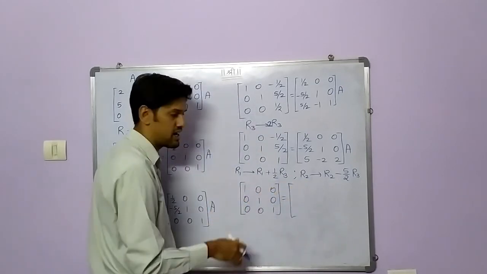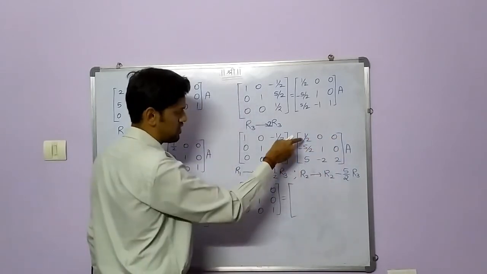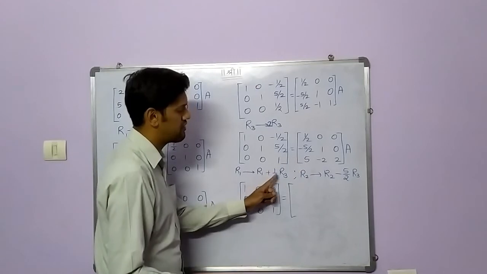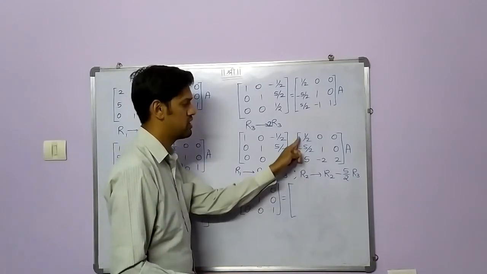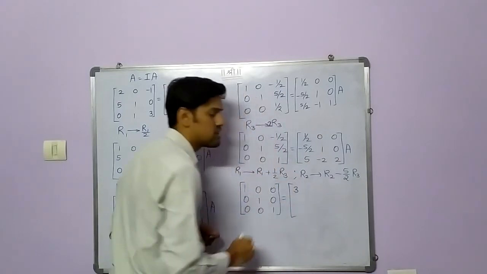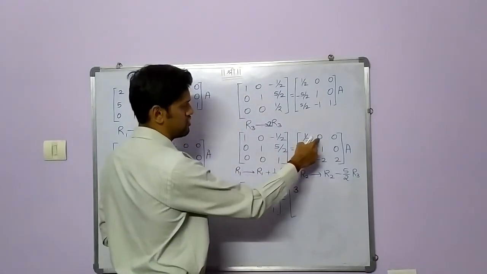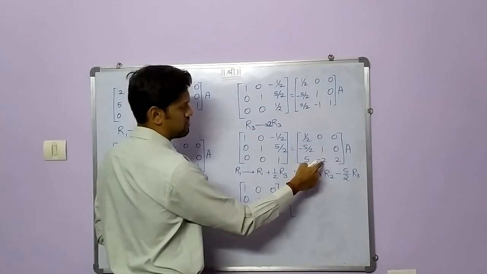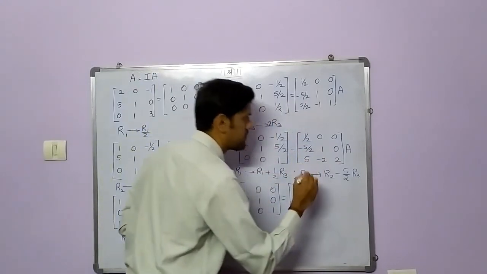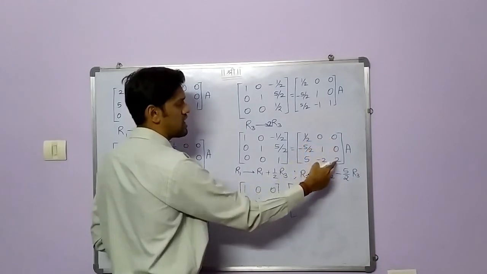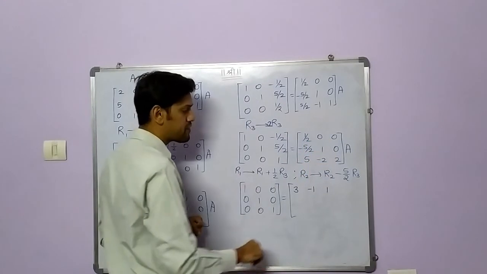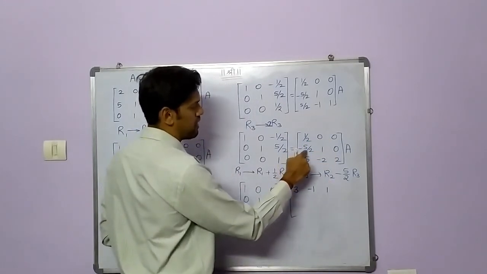Now coming towards the right hand side, the first column will be half plus 5 by 2 because half times R3, so this will be 5 by 2, and half plus 5 by 2 will be 6 by 2 which will be 3. Here it will be 0 plus half times minus 2, so it will be minus 1 and here it will be 0 plus half times 2, so it will be plus 1. This is row 1. Row 2 will be minus 5 by 2.